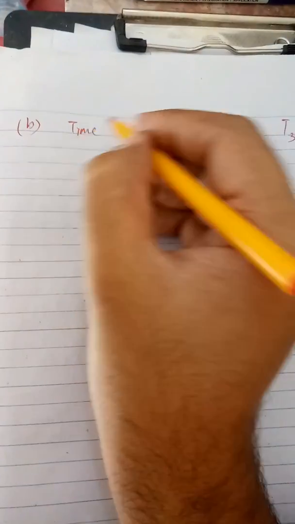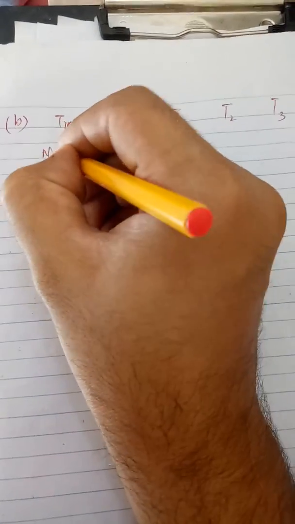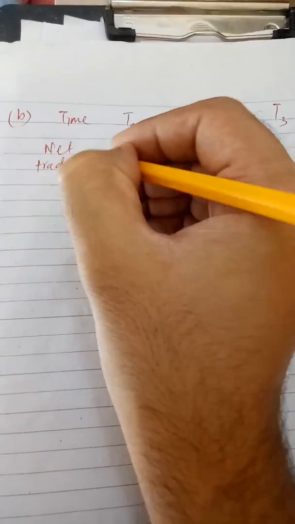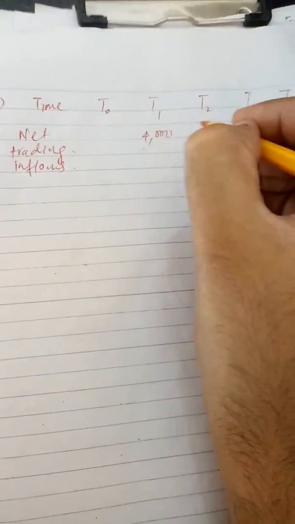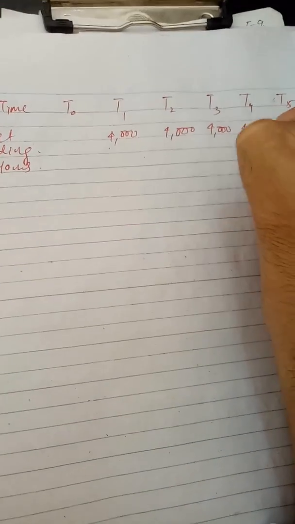Let's see if I'm able to do this question as well, which is this one. This time we have T0, T1, T2, T3, T4 and T5. So this would be the net trading inflows, and this is 4,000, this is also 4,000, 4,000 and 4,000.